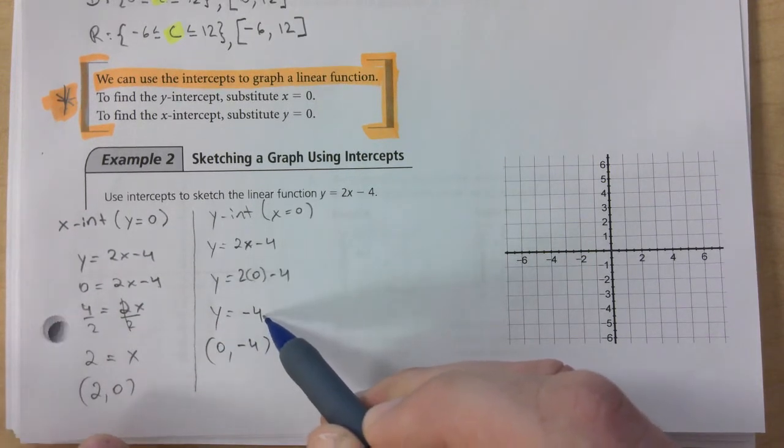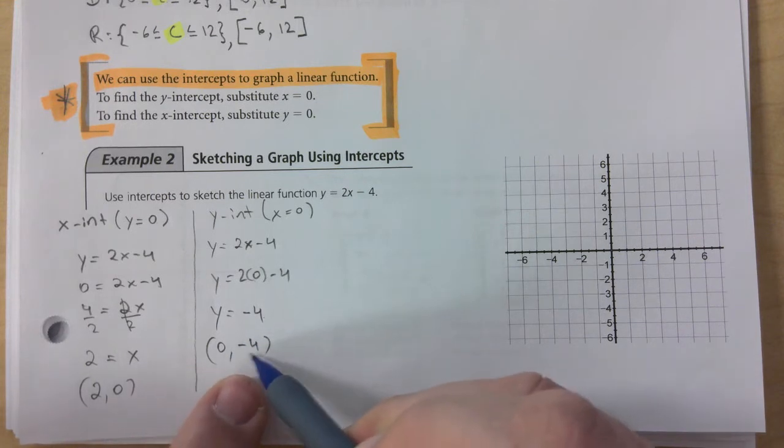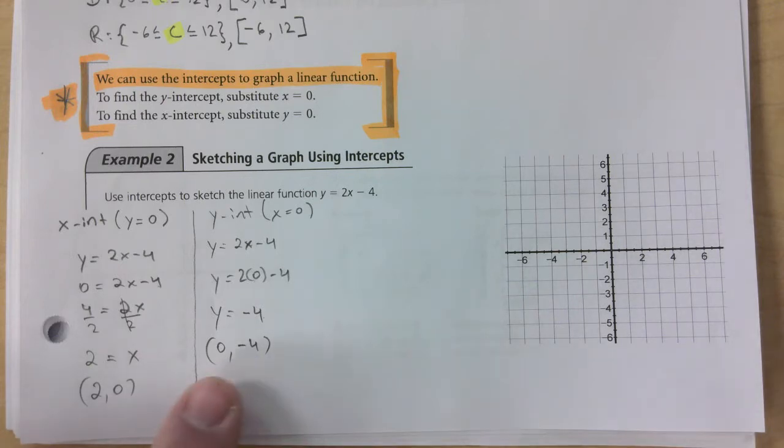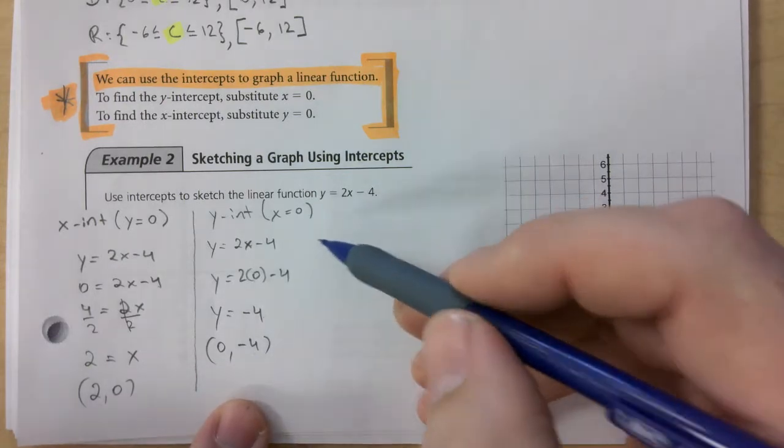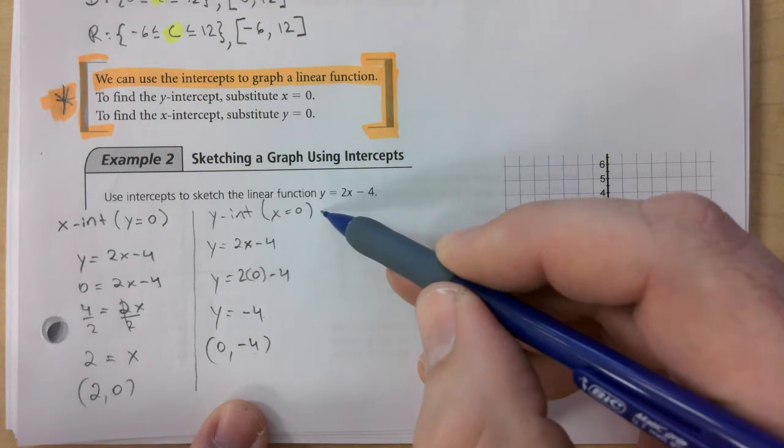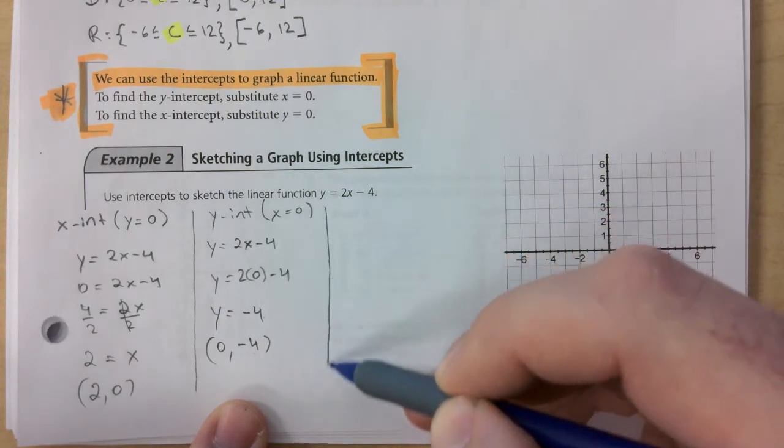So you found the y-intercept. It happens at -4. So the point we're after, the coordinate point is this. The ordered pair would be written like this. And here's what they're not asking you for, which I'm going to introduce.